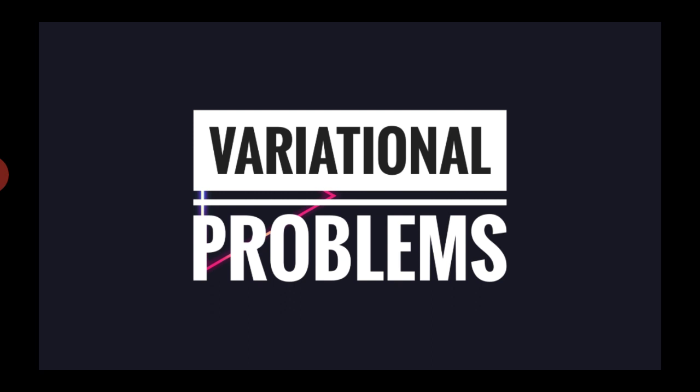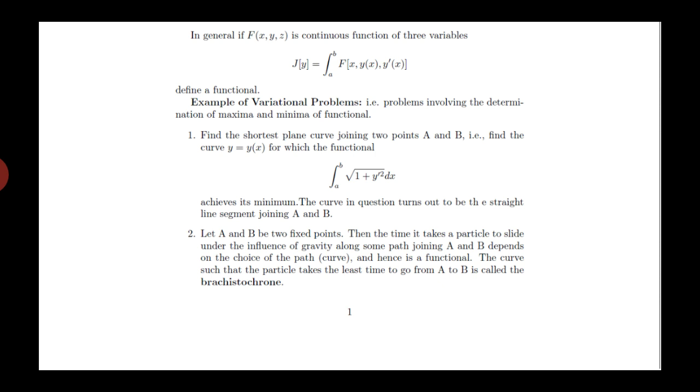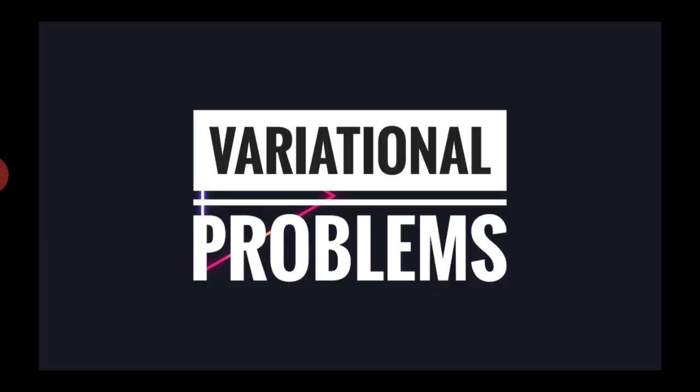Hello everyone. In the last lesson we talked about the calculus of variations and functionals. In today's lesson we talk about some of the very simple problems of the calculus of variations, namely variational problems. Variational problems are basically problems related to extrema, meaning maxima or minima of the functional. There are some very famous problems, and in this video we will talk about these problems.